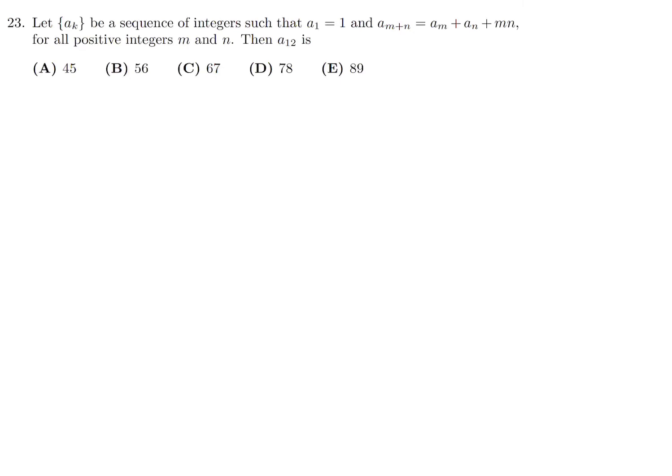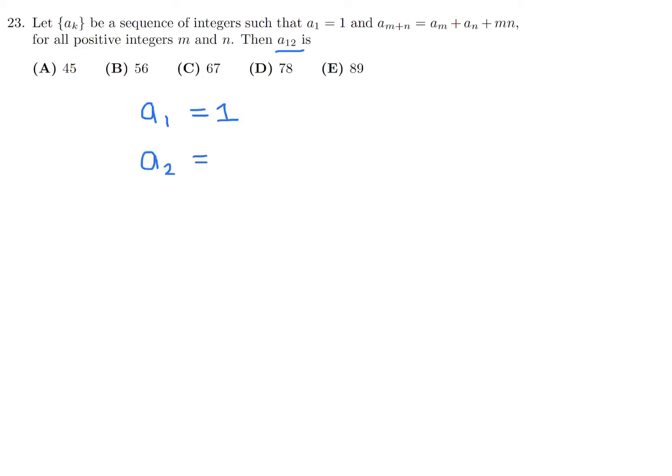Let A_k be a sequence of integers such that A1 is equal to 1 and A_(m+n) is equal to A_m plus A_n plus mn for all positive integers m and n. Then A12 is. Okay, so I think we have to go and figure this out one at a time. They give you the first one.